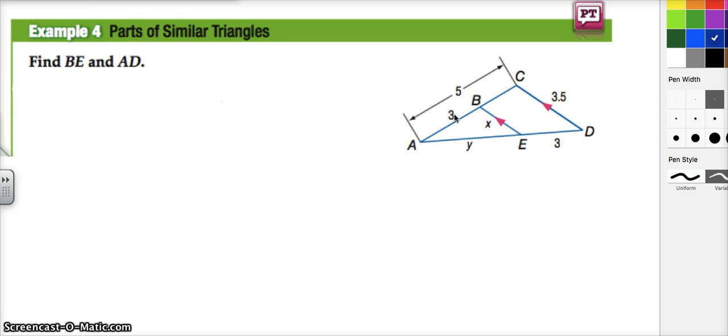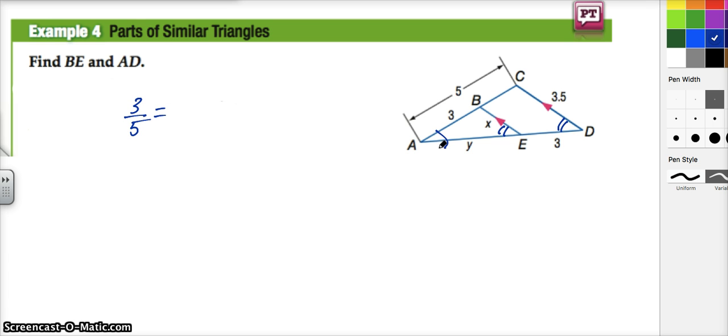In this problem, we're asked to find BE, that's X, and we're asked to find AD, which is 3 plus Y. And so what I'm doing is just observing the fact that indeed I do have similar triangles. This triangle and the larger one are similar because they have at least two angles in common. And you can see parallel lines cut by a transversal produce corresponding angles that are congruent. So ABE is similar to ACD, and now I'm going to use those facts to solve my problem. Notice the scale factor is 3 to 5.